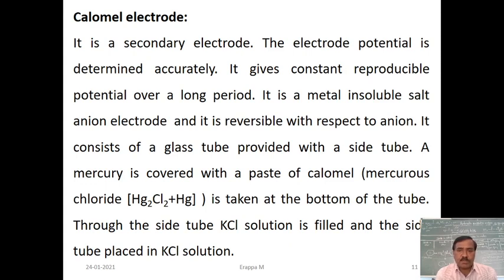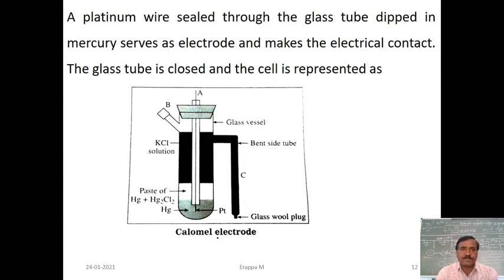It consists of a glass tube provided with a side tube. Mercury covered with a paste of calomel is taken at the bottom of the tube. Calomel means mercurous chloride, Hg2Cl2, plus Hg. Through the side tube, KCl solution is filled. A platinum wire sealed through the glass tube and dipped in mercury serves as the electrode and makes the electrical contact. The glass tube is closed and the cell is represented as follows. This is the description of a calomel electrode.